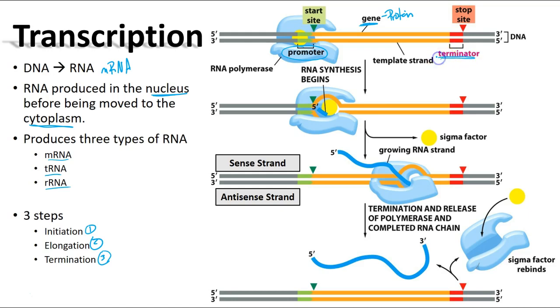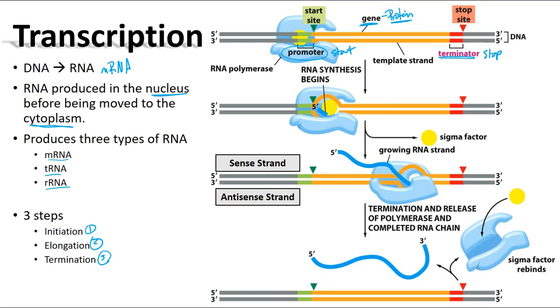And then you have a terminator. Terminator is going to be the stop signal. Promoter is going to be the start signal. And between a start signal and a stop signal, you have a gene, which is the regulatory section that codes for a protein. Okay, start site, stop site.